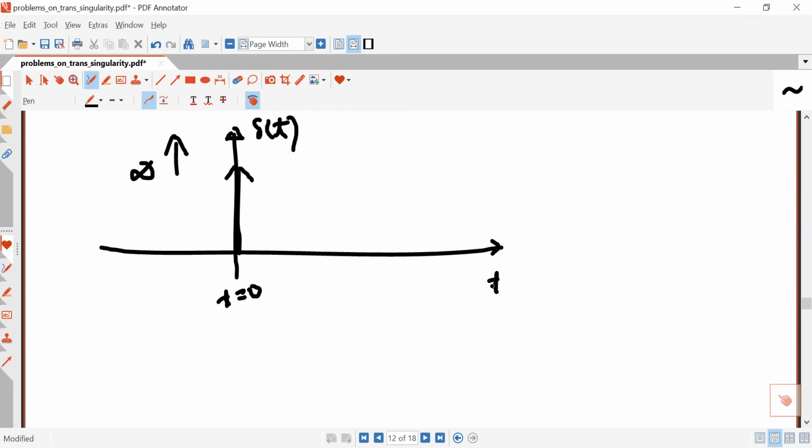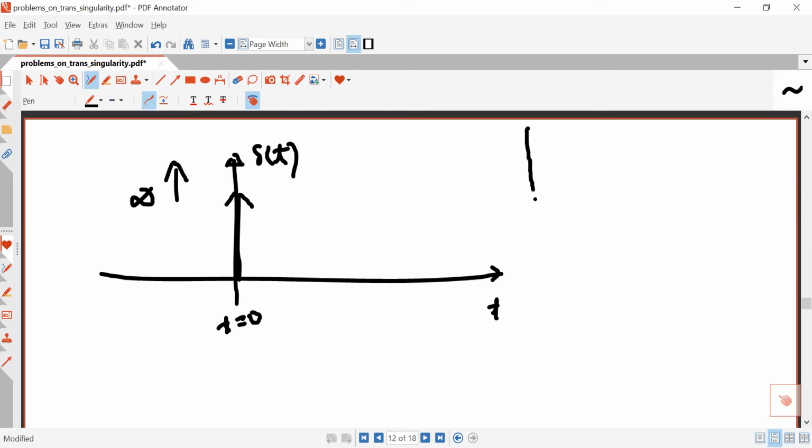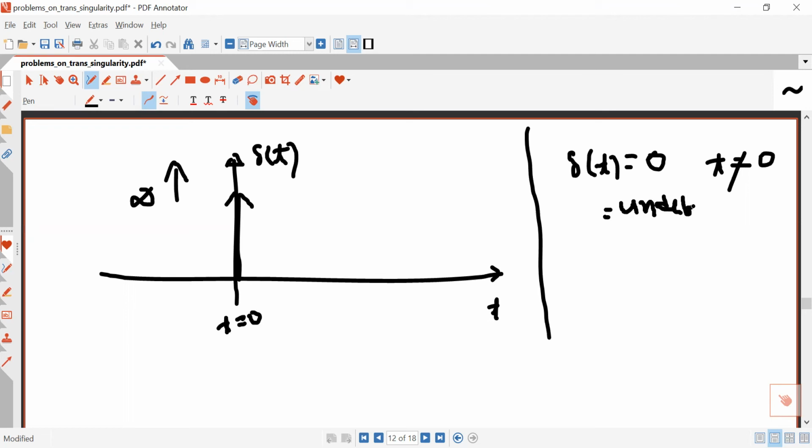And mathematically, you can express the impulse signal as: if delta t is the impulse signal, then its amplitude will be 0 for any value of t, but it is undefined at t equal to 0. So by this expression, you can represent the impulse signal mathematically.